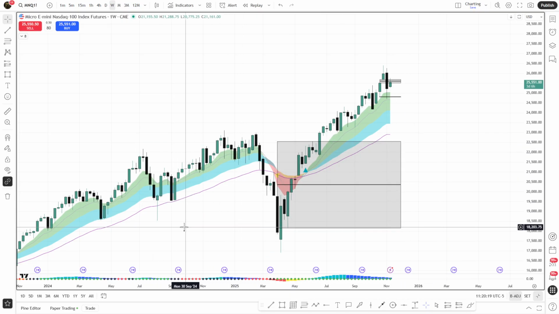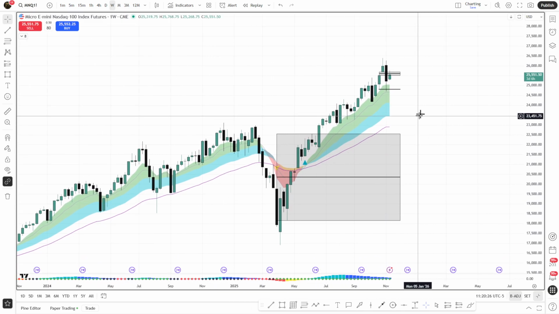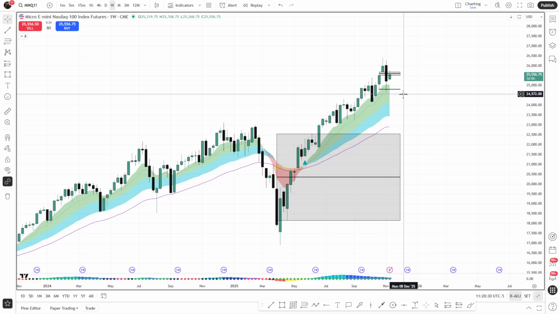And we can kind of see that in the past in smaller chunks. This is a pretty big leg of price. So I'm always in the back of my mind being prepared for that kind of scenario.